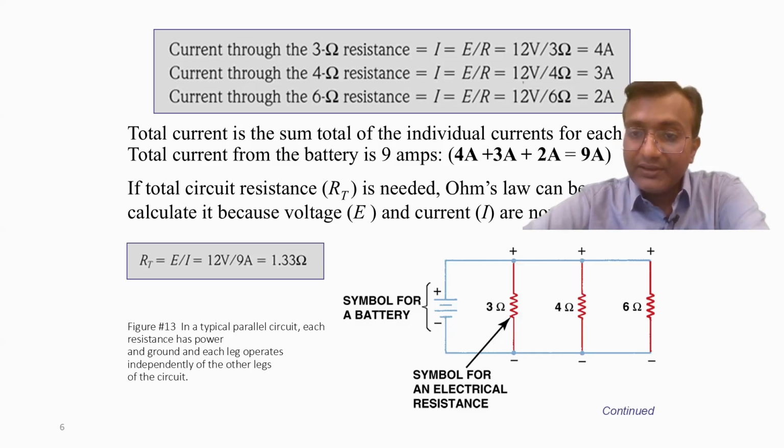So 2 amperes, 3 amperes, and 4 amperes. If we sum these individual currents, it gives us a value of 4 plus 3 plus 2, which is around 9 amperes. That 9 amperes will be coming from this battery, and this current is distributed among these legs in the proportion of the load which is connected in that particular leg.